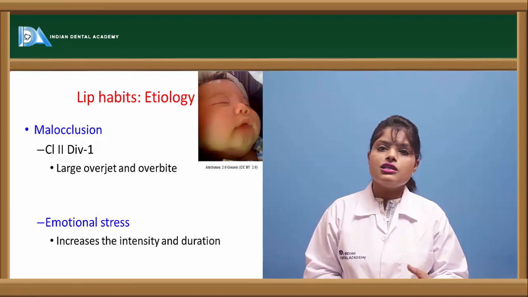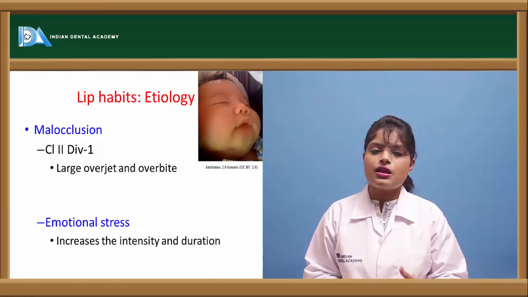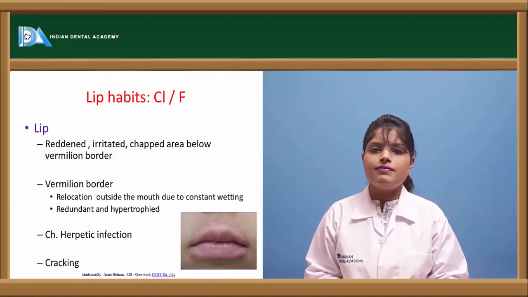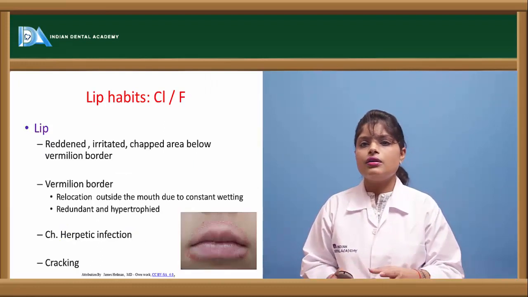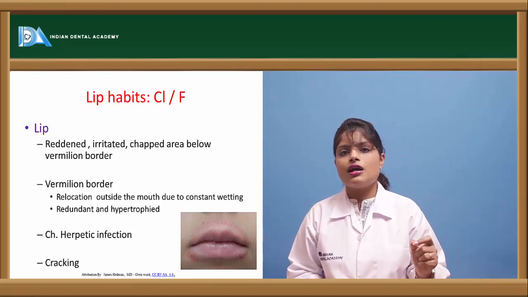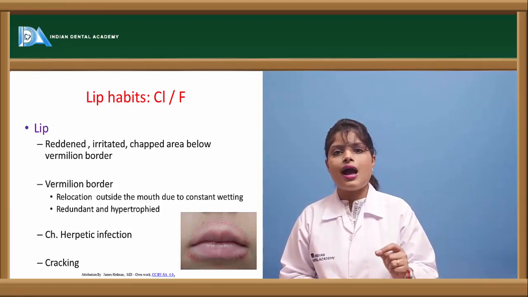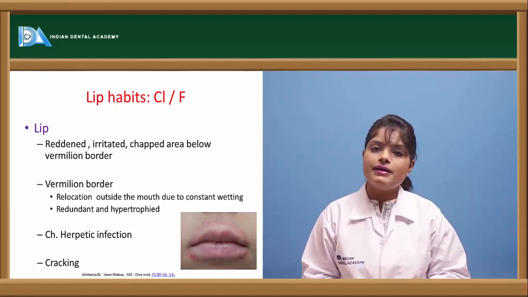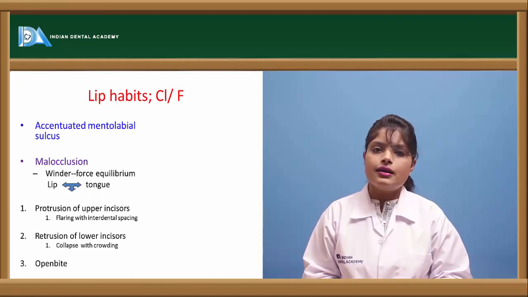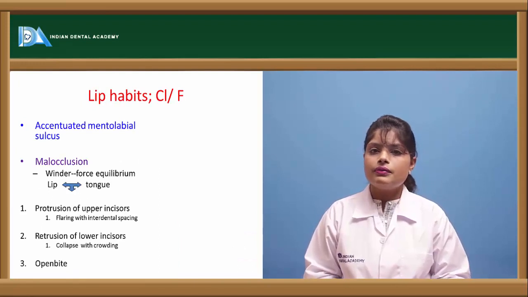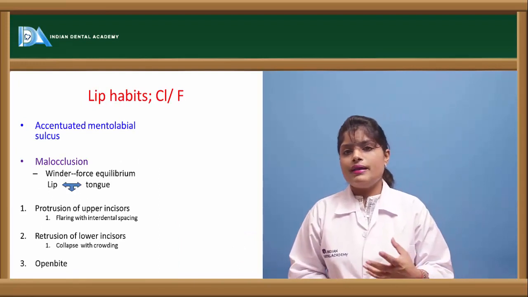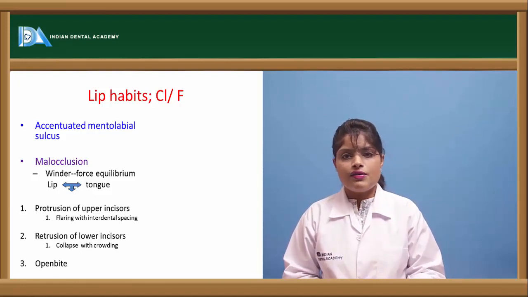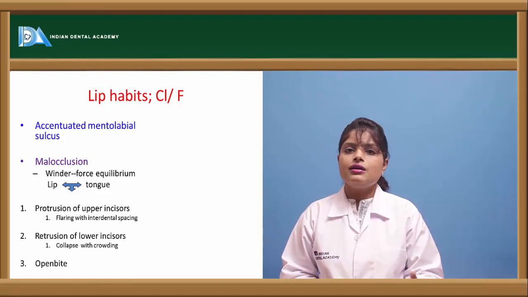The underlying etiology may be due to some anxiety factors, class 2 division 1 malocclusion, increased emotional stress. The lip will be red, the vermilion border will be irritated, sometimes the margins of the lip will be chapped and irregular, and there may also be the probability of herpetic infection in the lips. Now, the lip habit can be prevented by placing an oral screen or the lip bumper or the plumper, and preventing the patient from biting the lip.